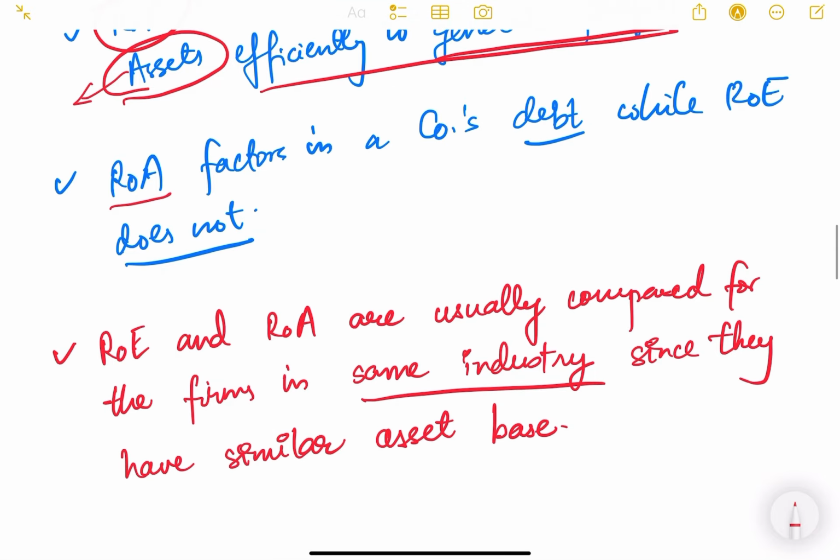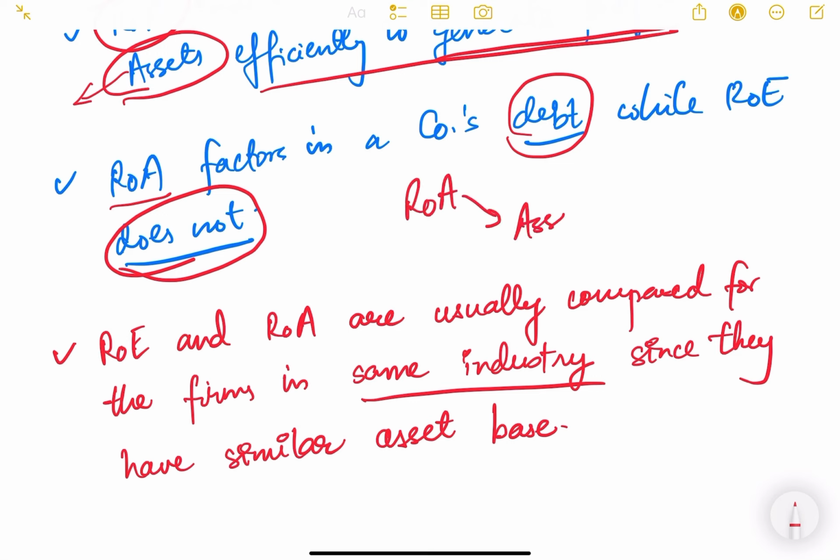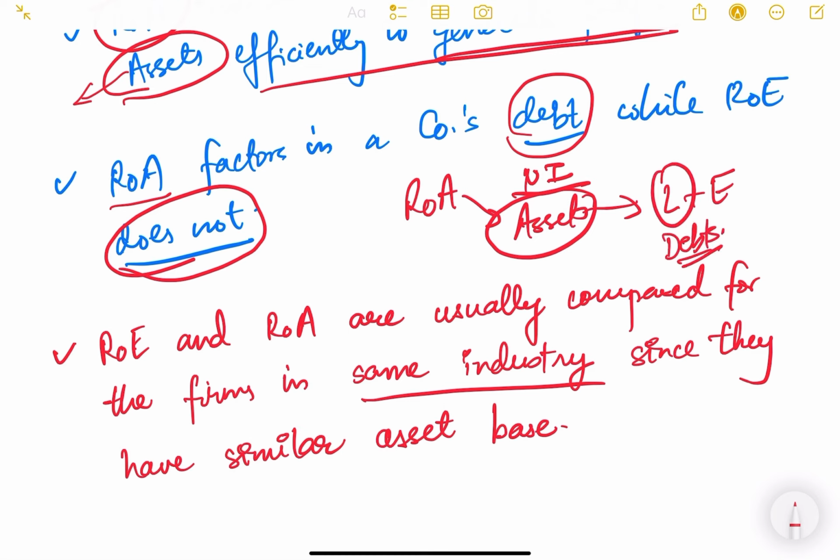Now ROA factors in the company's debt while ROE does not. This I have already told you, because in ROA, in the denominator there are assets. It is net income divided by assets. Assets is your liability plus equity, and liability is basically your debt. All the debts you have taken, that is your liability. So ROA has this debt in the denominator, whereas ROE does not have it. ROE does not say anything about how the company is generating income out of the debt or loan it has taken, but ROA will tell you that information. That's why these are two different indicators.